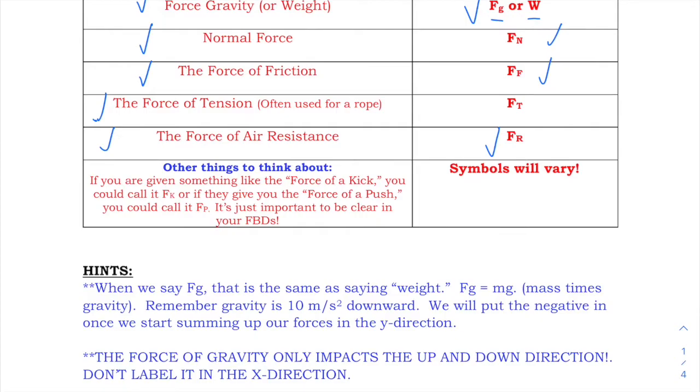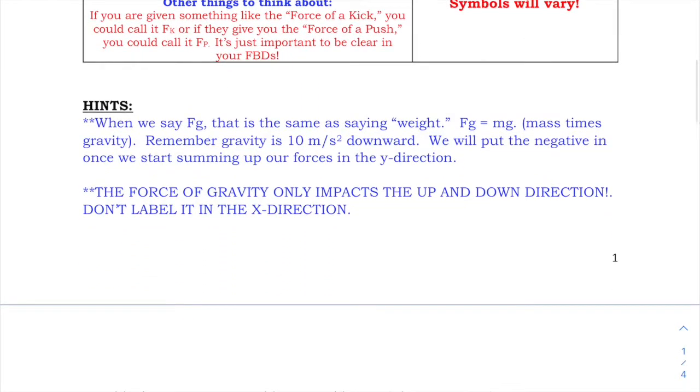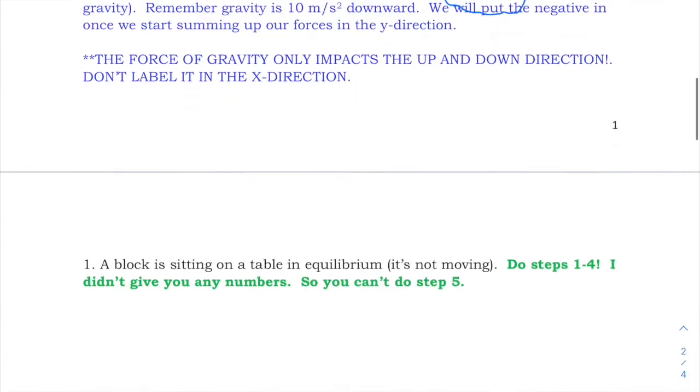All right, so let's do some examples here. I have some hints. Force gravity is Fg. It's the same as weight. And force gravity is whatever mass you're talking about times the gravity. Remember, little g is 10 meters per second squared, or 9.81. We'll call it 10 meters per second squared, and it is downward. Let's just do some examples.